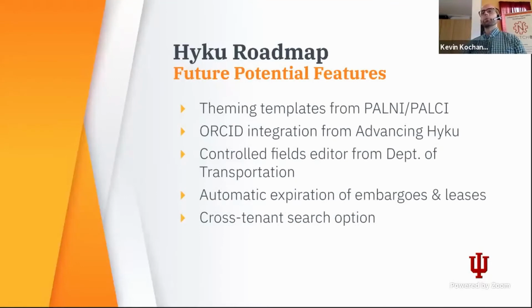Some potential future features that we've discussed include those theming templates for different use cases from Palni Palsi. The ORCID integration from Advancing Haiku sounds like a must. A controlled fields editor that comes from the Department of Transportation project may be useful. We've also heard Advancing Haiku is working on the automatic expiration of embargoes and leases, and there are cross-tenant search options as well that could be contributed back.